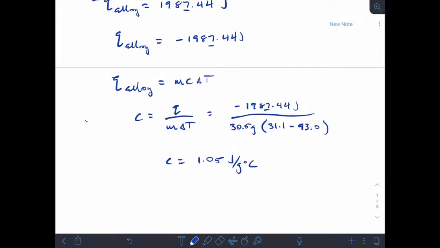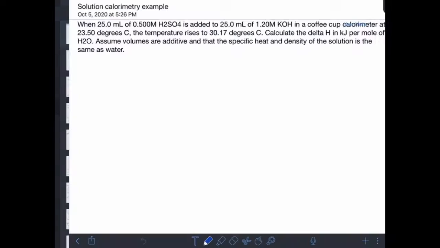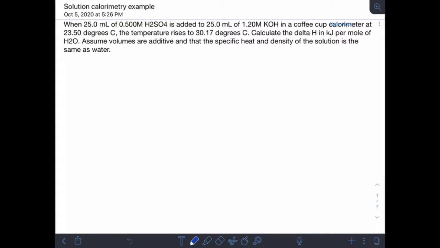All right, so let's take a look at another example of something we can use calorimetry for, and that's to look at solutions. So when 25 milliliters of 0.5 molar sulfuric acid is added to 25 milliliters of 1.2 molar potassium hydroxide in a coffee cup calorimeter at 23.5 degrees C, the temperature rises to 30.17 degrees C. Calculate the delta H in kilojoules per mole of water. Assume the volumes are additive and that the specific heat and density of the solution is the same as water.